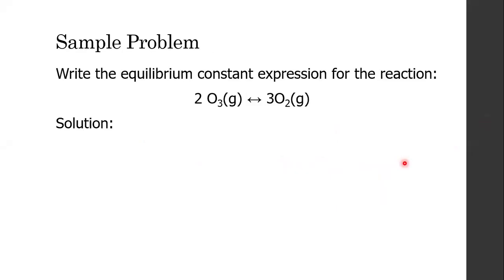So let's have the sample problem. We are to write the equilibrium constant expression of the reaction of ozone in equilibrium with O2, or oxygen. So remember, you have product over reactant. To write that, you have the product O2 over the reactant O3, each raised to their respective coefficients. For O2, its coefficient is 3, so that becomes its exponent. And for O3, its coefficient is 2, and it becomes its exponent. So as simple as that.